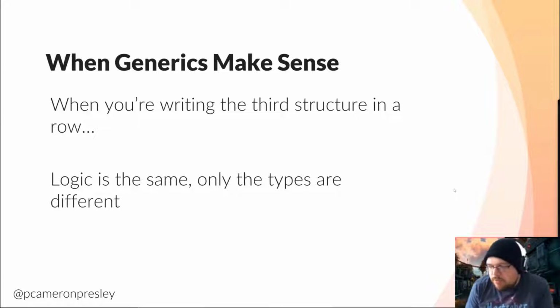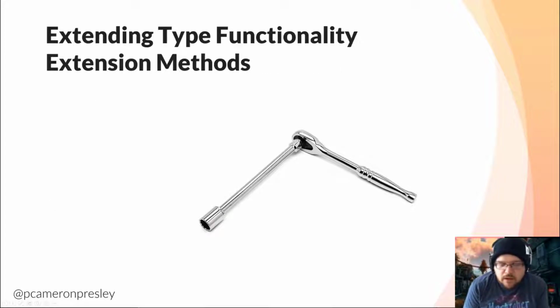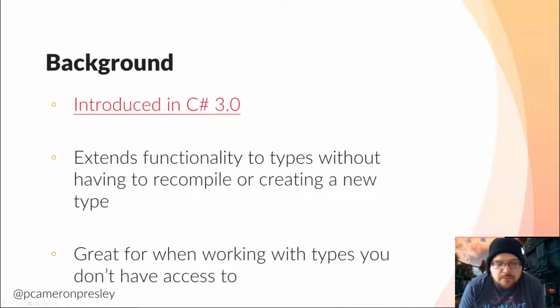So at this point, we've learned a little bit about funcs. We've learned enough about funcs to be dangerous. We've learned enough about generics to be dangerous. It's time to talk a little bit about the third concept, which are extension methods. And extension methods are awesome because they allow you to tie into an existing type without owning it. This came out in C# 3.0.